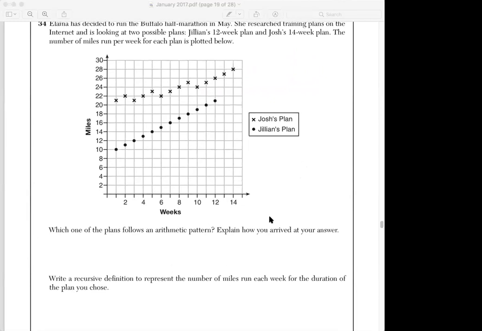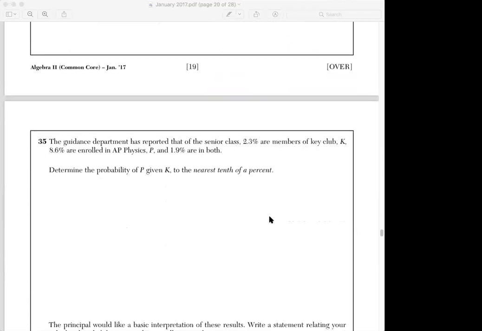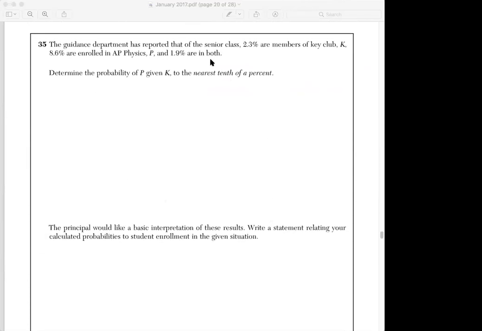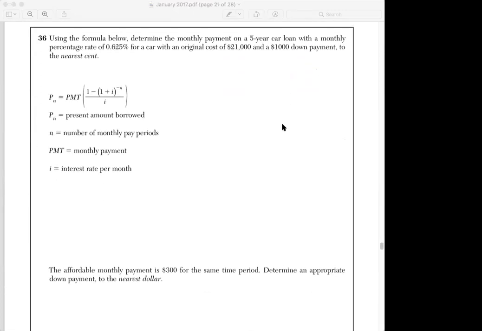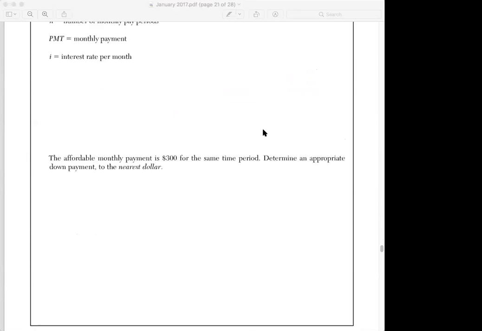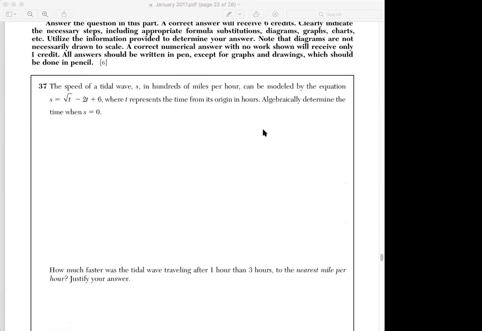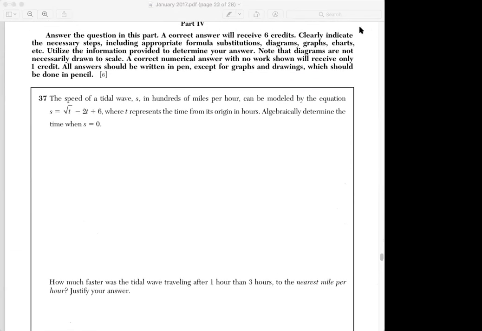We haven't done anything with arithmetic or recursive. This is probability. We haven't done anything like that yet. This, haven't done anything like this either. You can kind of reason this one out though. And let's see, we have done this.